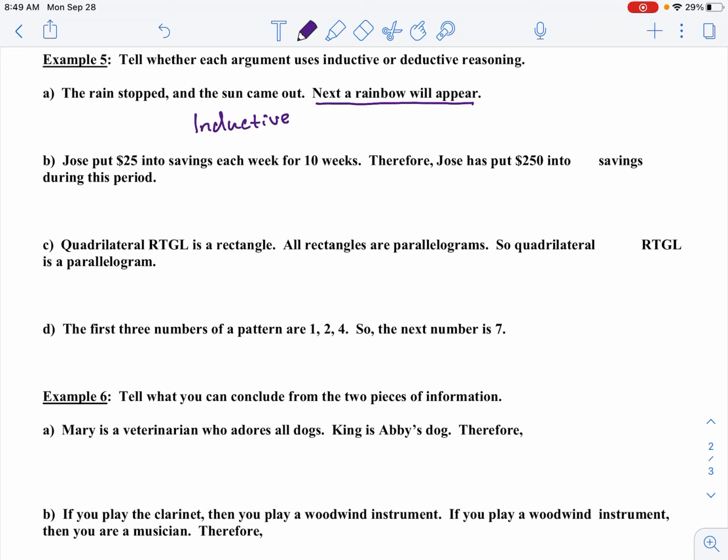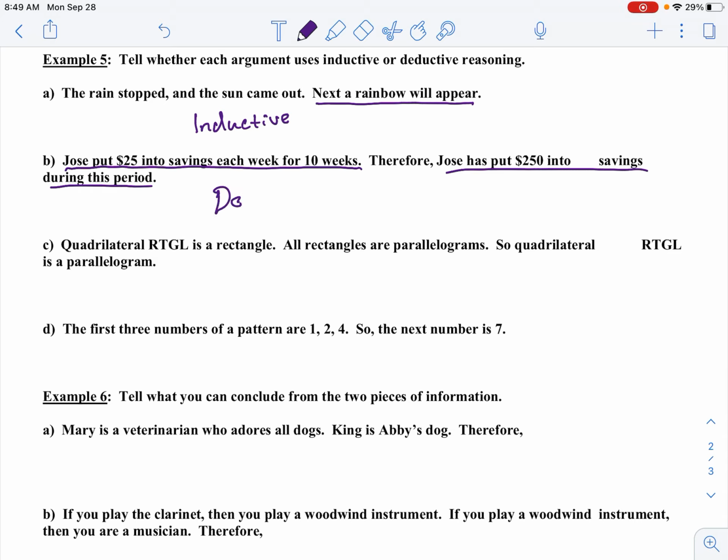I'm using the patterns. The next one said, Jose put $25 into his savings each week for 10 weeks. That is a fact. They're saying he did this. This happened. He put $25 into savings each week for 10 weeks. Therefore, Jose has put $250 into savings for this period.